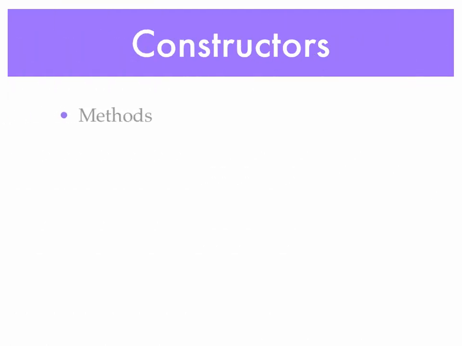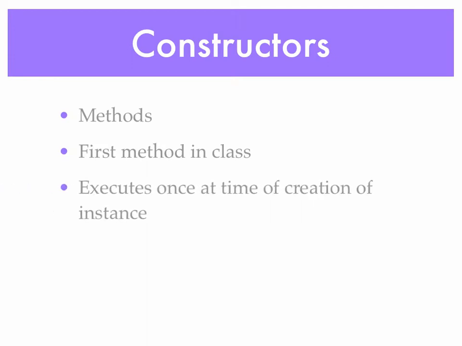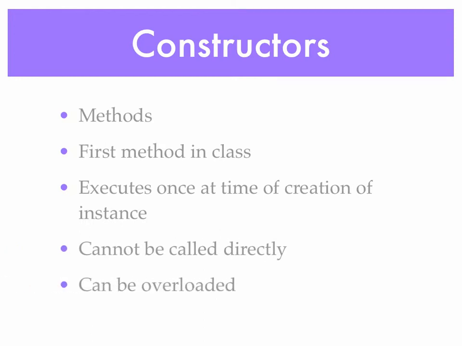Now, constructors are methods. They are the first methods that should be included with a class. They execute only at the time of the creation of an instance. They can't be called directly. They execute that one time and then they're done. They only execute at the time an instance is created. They can't be called directly, but they can and should be overloaded.